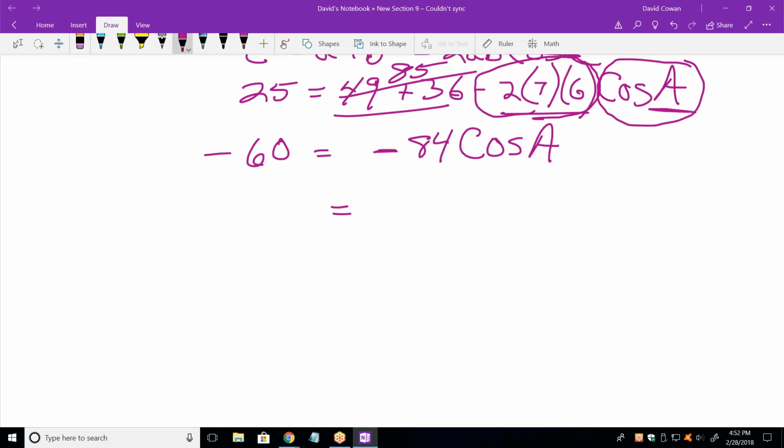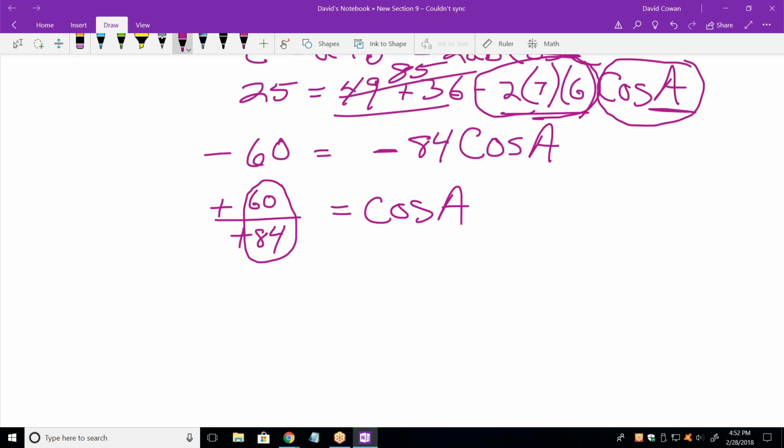I don't like the way you said that. What you have to do is divide both sides by negative 84, not from both sides. From indicates you're going to be doing addition or subtraction. You're not, you're going to be doing division. So if I divide both sides by negative 84, then it's going to be negative 60 divided by negative 84 equals cosine A, and that becomes positive. Let's do that simplification.